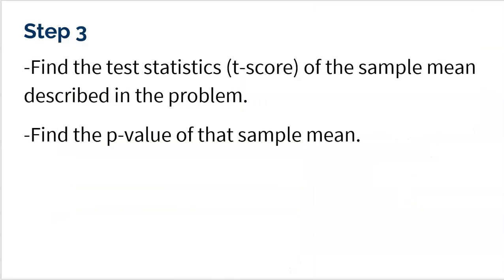So let's quickly recap step 3. Step 3 is, again, a lot of kids' favorite step. It's quite easy. You find the test statistic, the t-score of the sample mean described in the problem, and then you find the p-value of that sample mean. You have to find the t-score first, because when you use TCDF on your calculator, it only uses t-scores. So please make sure you're showing all of your work nice and neat for how to find that t-score, and that you're properly labeling your p-value.